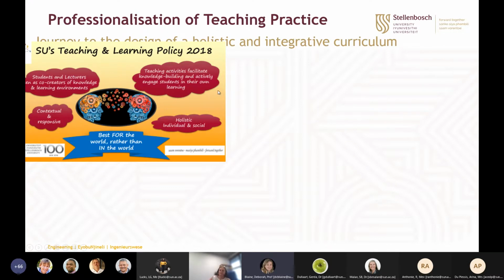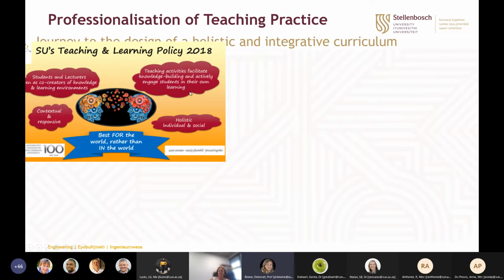And this was actually at a subtle presentation. But from being involved in that process, I was very aware that Stellenbosch University's vision for teaching and learning is that students and lecturers are meant to be co-creators of knowledge and learning environments. So that's something that I want to embody in my classroom.